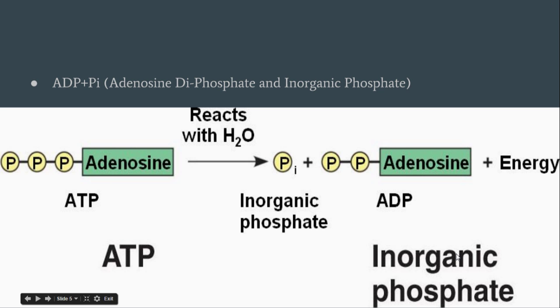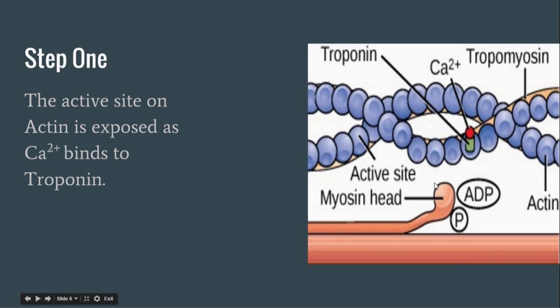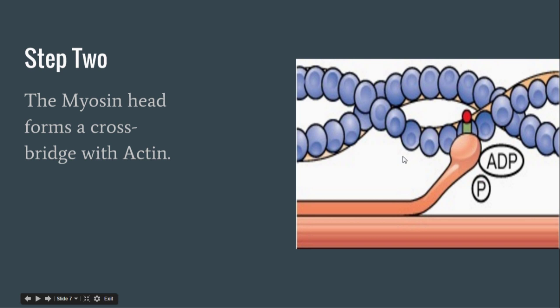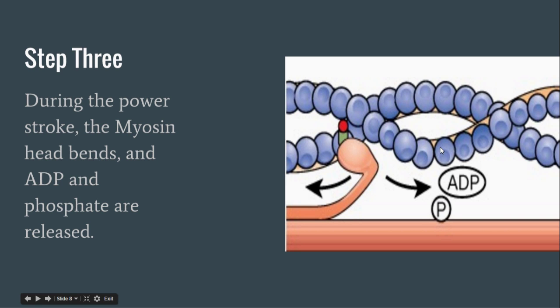Step 1 of muscle contraction is the active site on actin is exposed as calcium ions bind to troponin. Step 2 is the myosin head forms a cross bridge with actin. Step 3 is during the power stroke, the myosin head bends and ADP and phosphate are released.